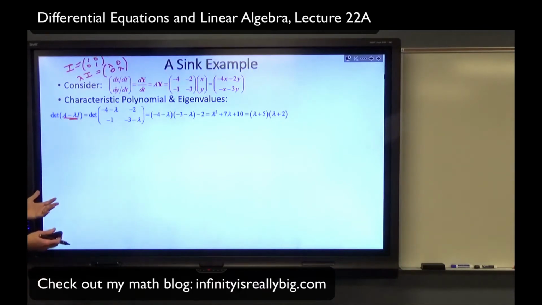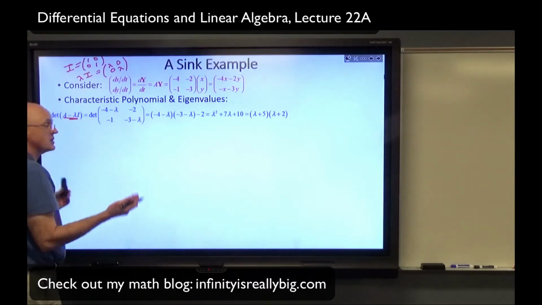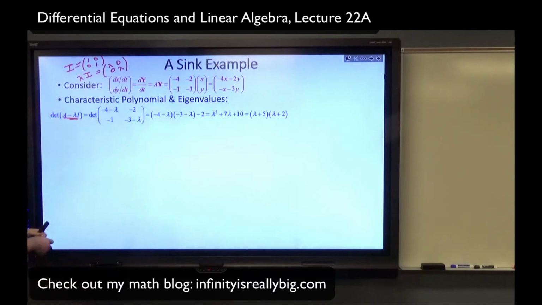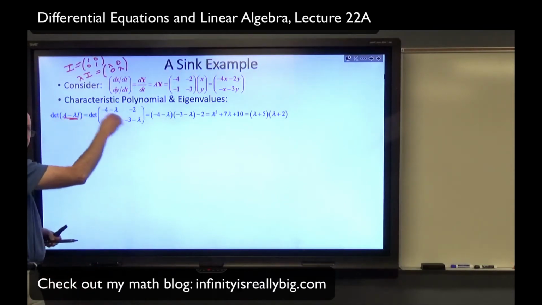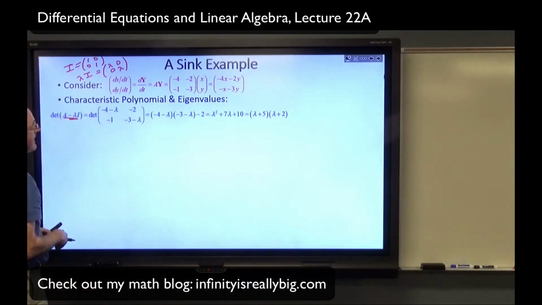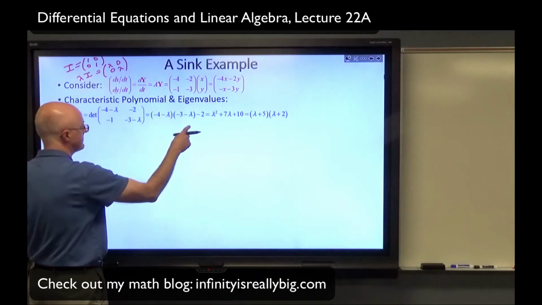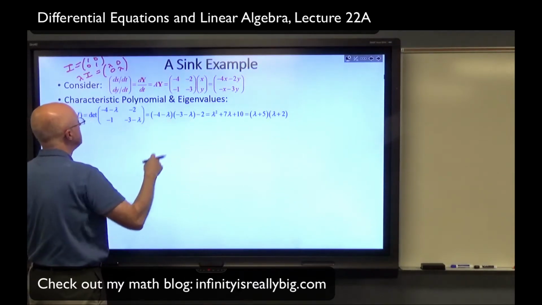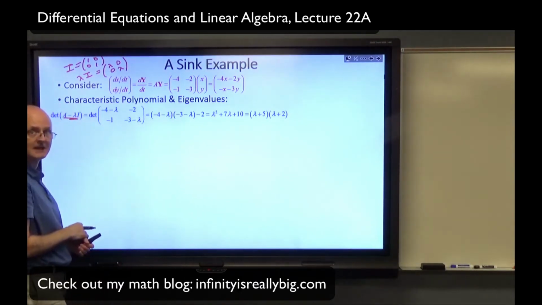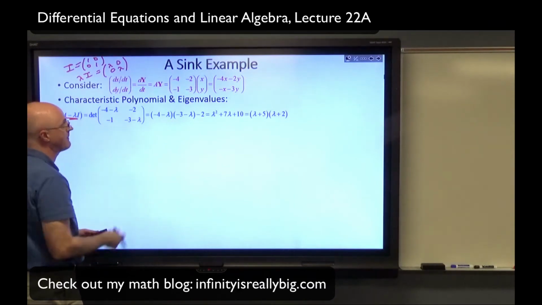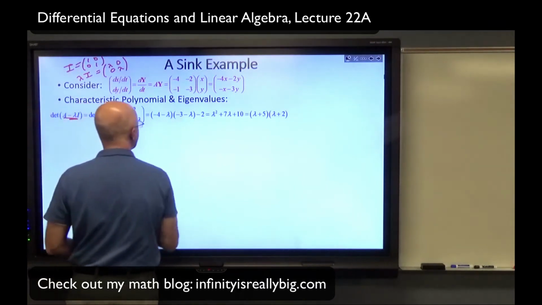What is the determinant of that matrix? It's a function of lambda. It's a polynomial, a quadratic in lambda. Go ahead and multiply the quantities on the main diagonal and subtract the product of the numbers on the off diagonal. You get (-4 minus lambda) times (-3 minus lambda), minus -1 times -2 is +2, so we subtract +2. Go ahead and FOIL this out.